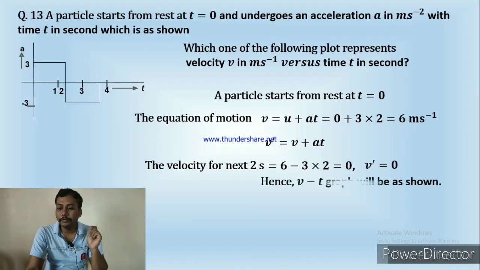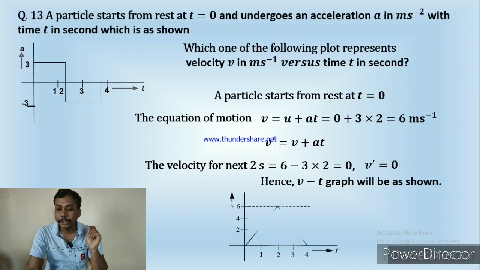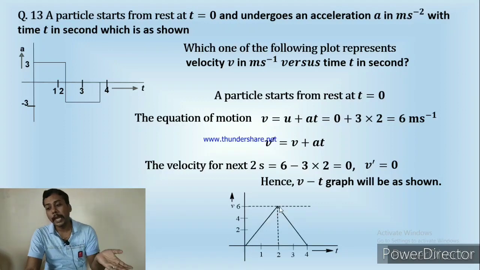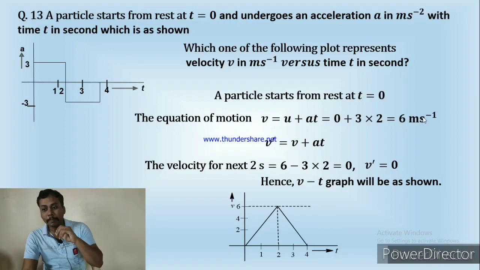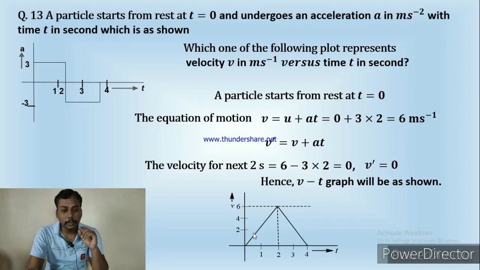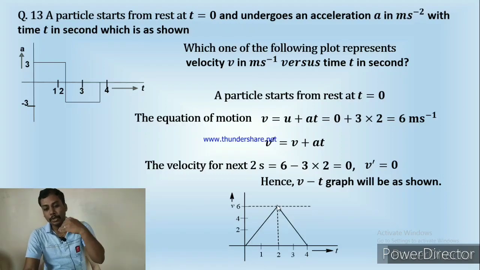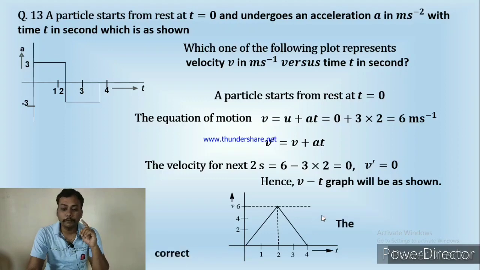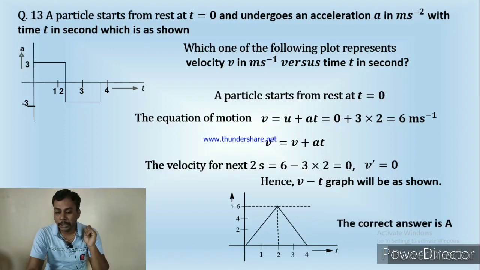Hence the vt graph will be as shown. So here the initial velocity is what? 0, because the particle is at rest, and the final velocity is also 0, but the velocity is increased in the first part. The velocity increases to 6 and then 6 to 0, and this is shown by graph 1. So the correct graph is here, because this body starts from the origin O up to 6, and from 6 again to 0. So this is A, hence the correct option is A here.